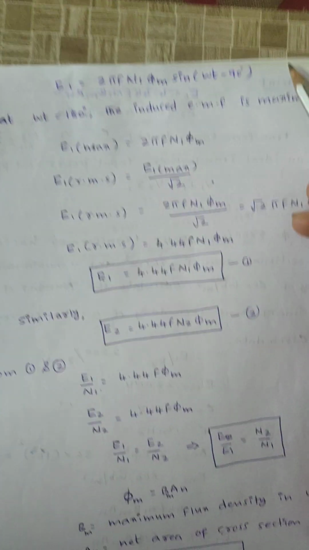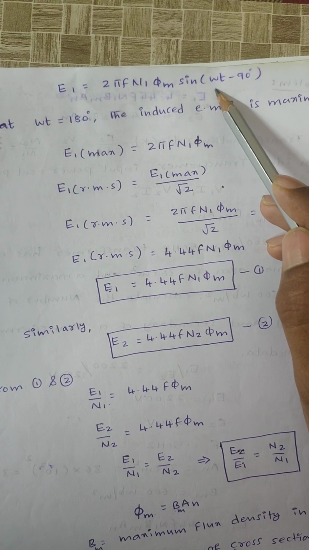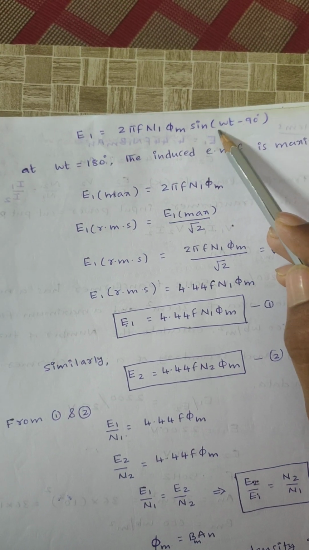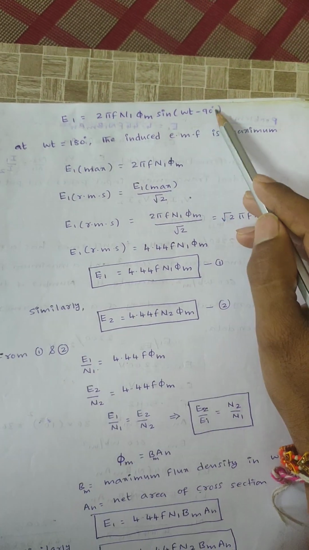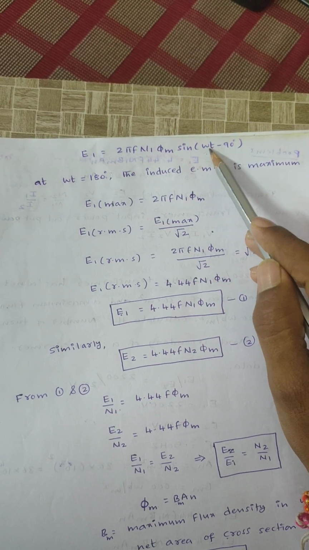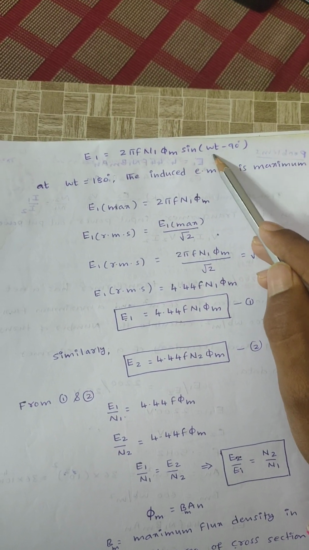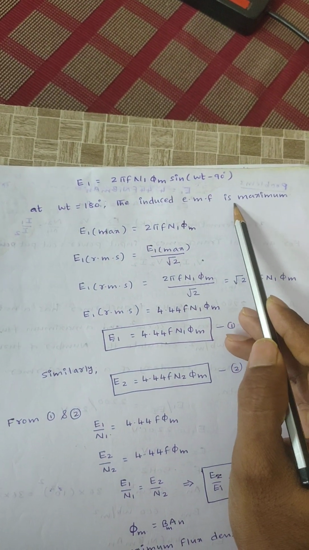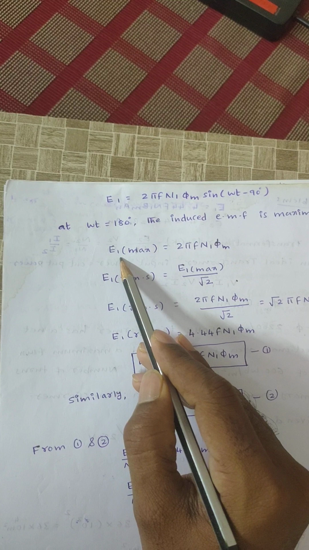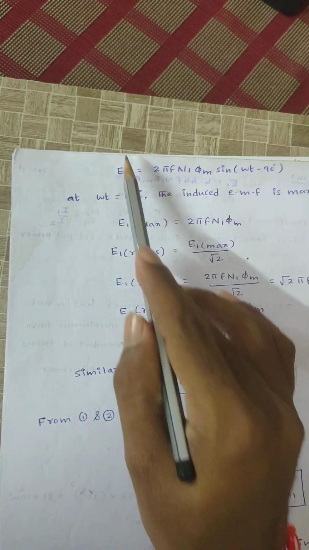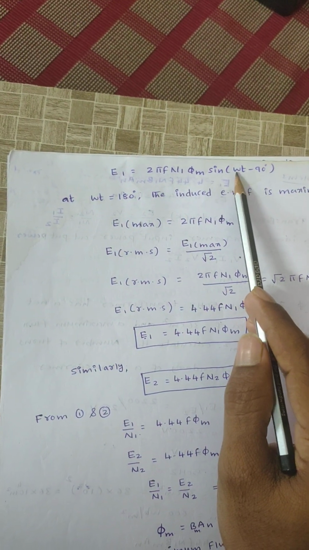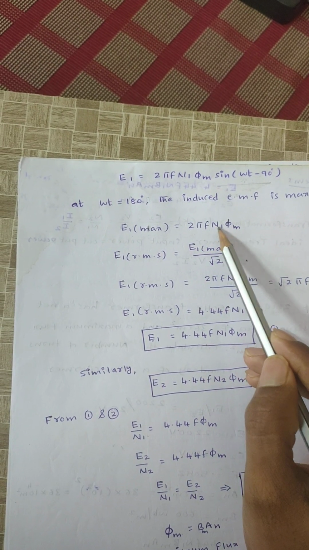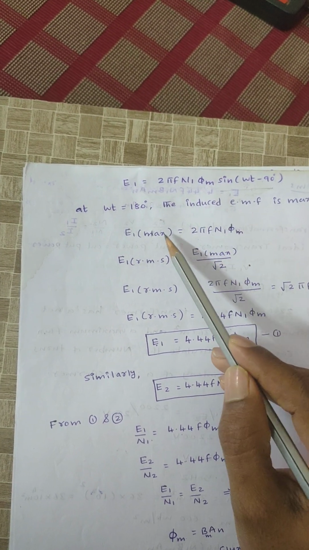Now see here, from this equation, if I substitute omega t equals 0, sin of minus 90 gives the minimum value. At omega t equals 90, sin 0 is 0. If I substitute omega t equals 180, I get sin 90, whose value is 1. That means only at omega t equals 180 degrees do I get the induced EMF as maximum. So E1 maximum, when the sine value is 1, is 2 pi f into N1 into phi m. This is E1 maximum.